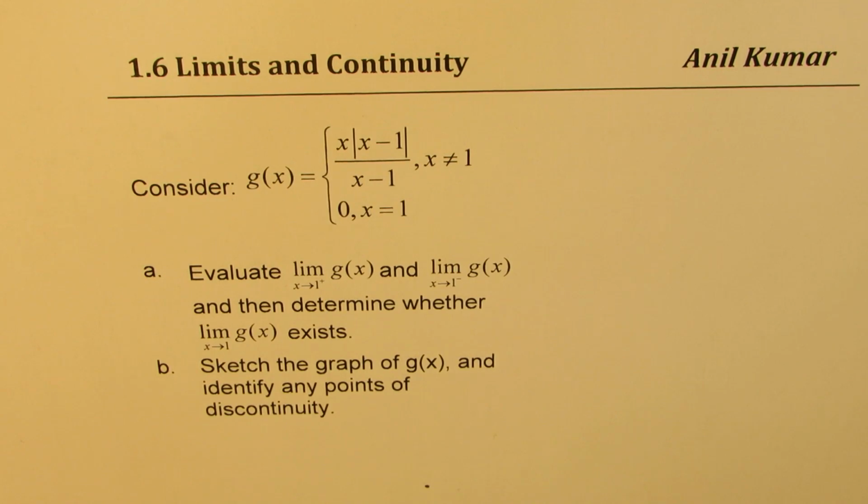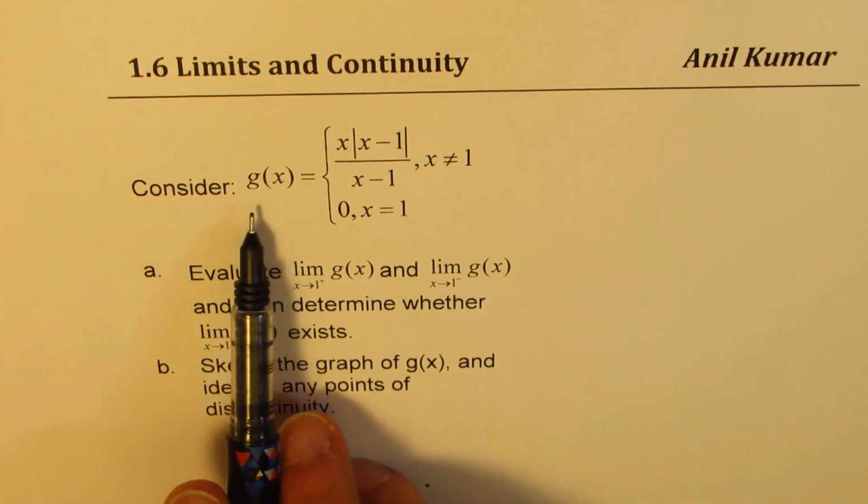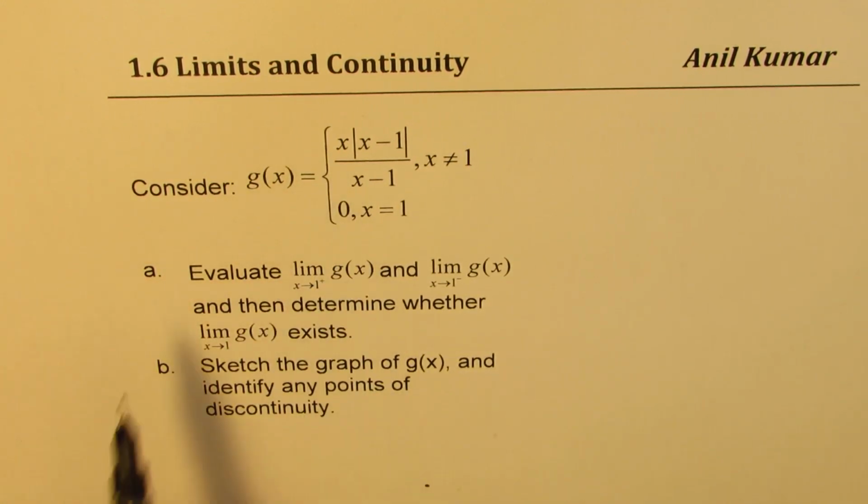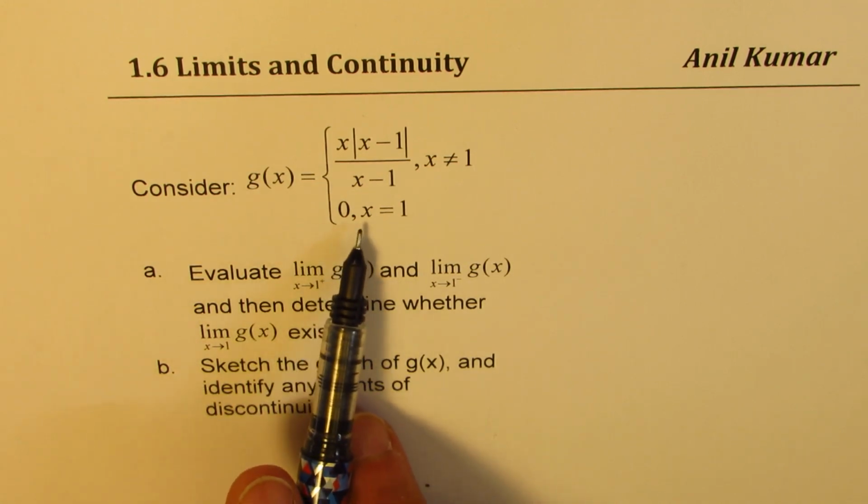Here is an excellent question asked by one of our subscribers. We'll try to understand the concept of one-sided limits and continuity with the help of this example. Consider the function g of x. It is a piecewise function. It is equal to x times absolute value of x minus 1 divided by x minus 1 when x is not equal to 1, and is equal to 0 at x equals 1.